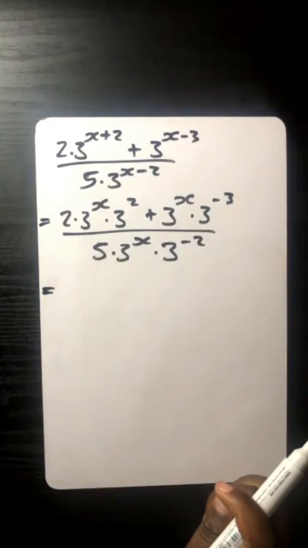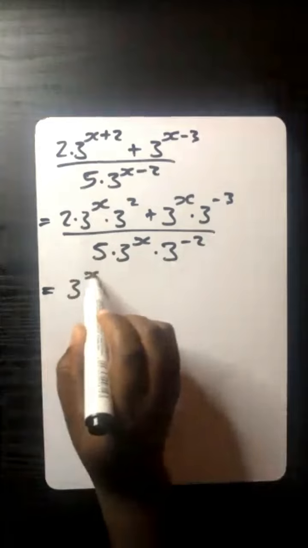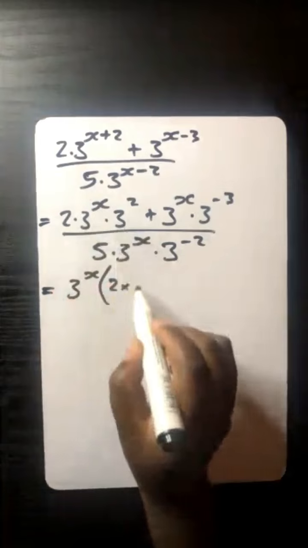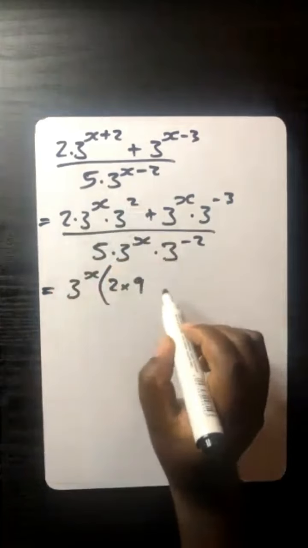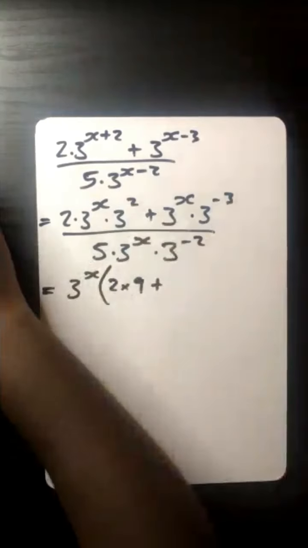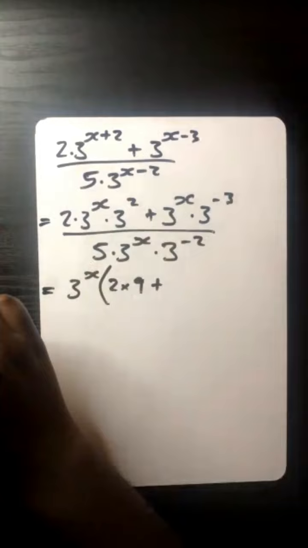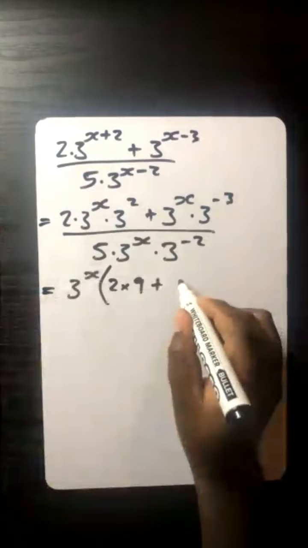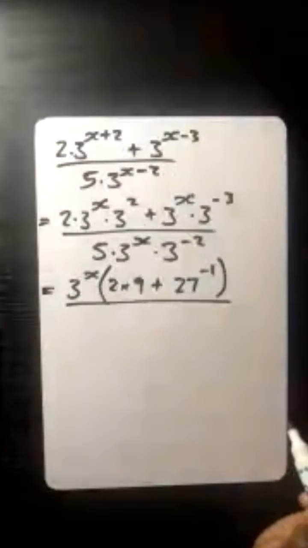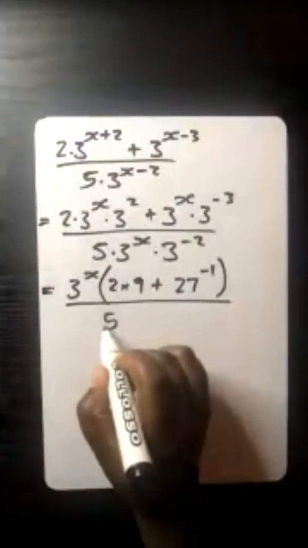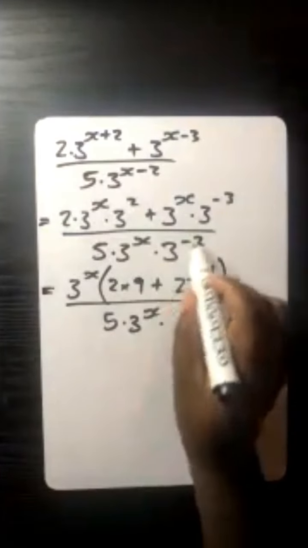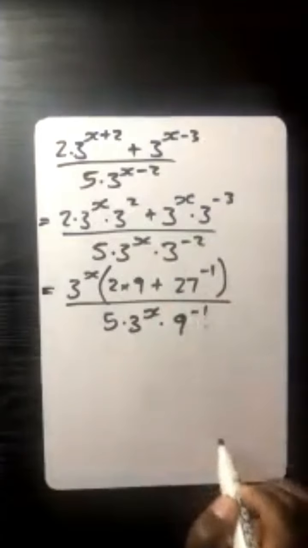Obviously, to take out a common factor, which is 3 to the exponent x. Then I'm remaining with 2 multiplied by 3 squared, which is 9, plus this one. What is 3 cubed, guys? Is it 27? 3 to the exponent 3. Yes. So that means this is the same as 27 to the exponent minus 1. Otherwise, you can write it as 3 to the exponent negative 3. Then we've got 5 multiplied by 3 to the exponent x. What is it? This is 9. So this is the same as 9 to the exponent minus 1.